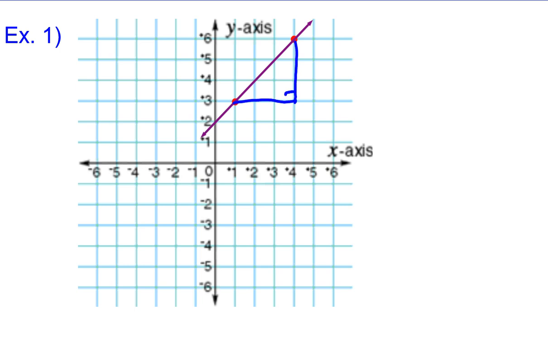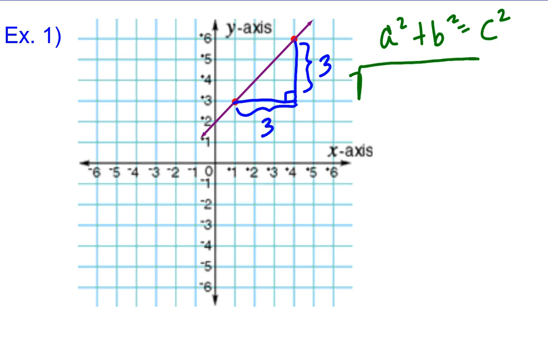And we can see this right angle. And we can take measurements. We can see that along the x-axis it measures 3, and along the y-axis it also measures 3. But we don't know what it is through here, so what we're going to do is use the Pythagorean theorem to determine that measurement. So using that a squared plus b squared equals c squared idea, we're going to use the distance formula.